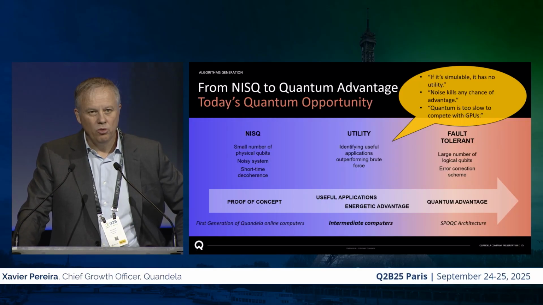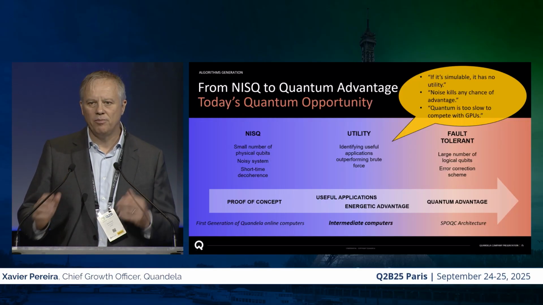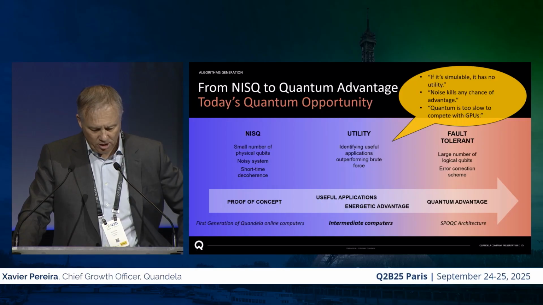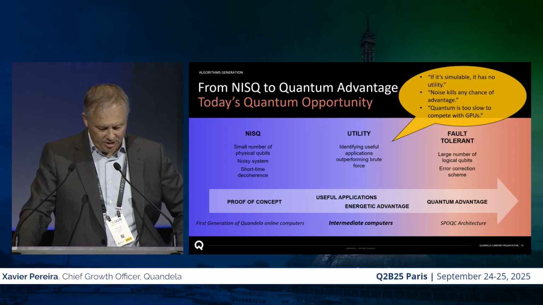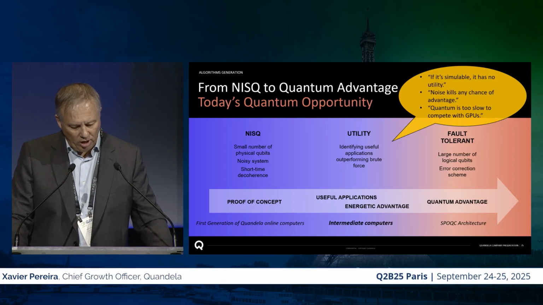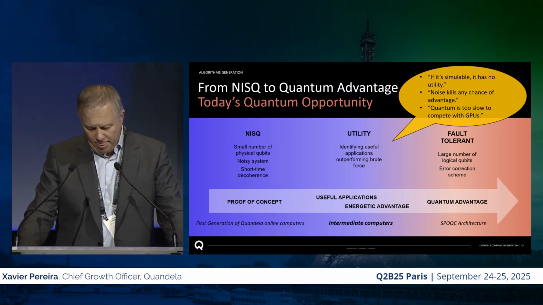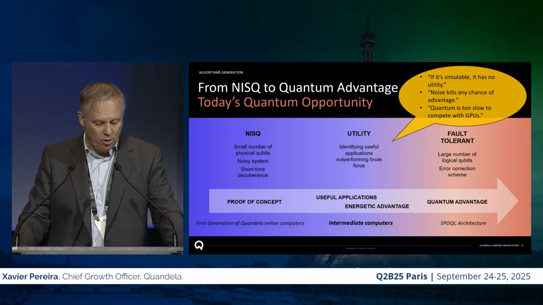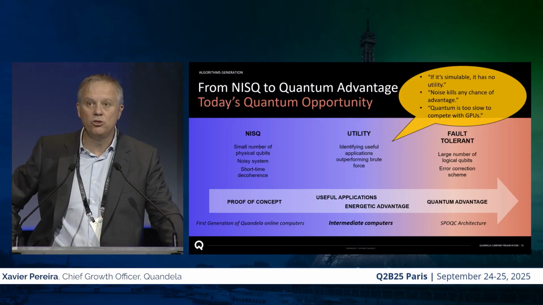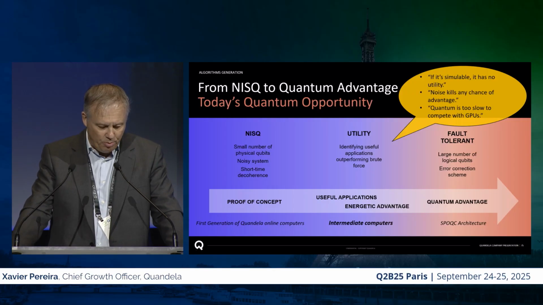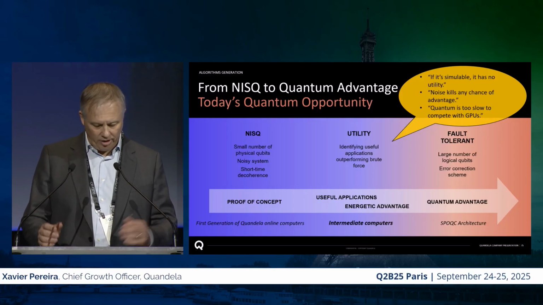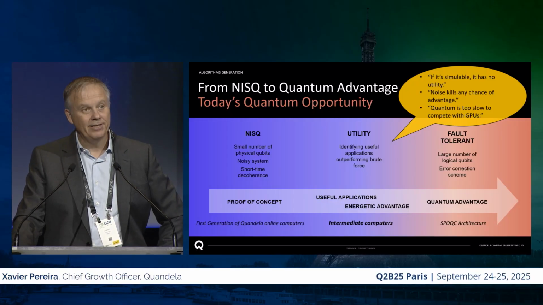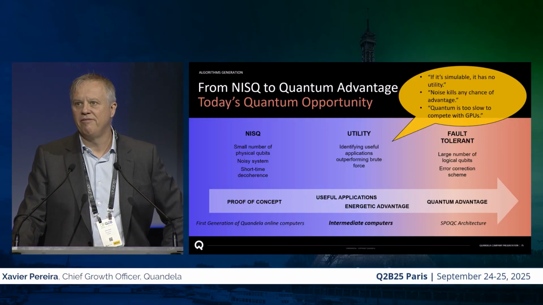So I can already hear the echo sometimes of, yeah, but this middle ground is quite questionable. We can even argue on the definition sometimes of the utility space. We hear a lot of skepticism. If it's simulable, it's no utility. I've heard noise kills any chance of advantage. Quantum is too slow to compete against GPUs. Without fault tolerance, there's no value. And I would agree that these concerns are very valid.